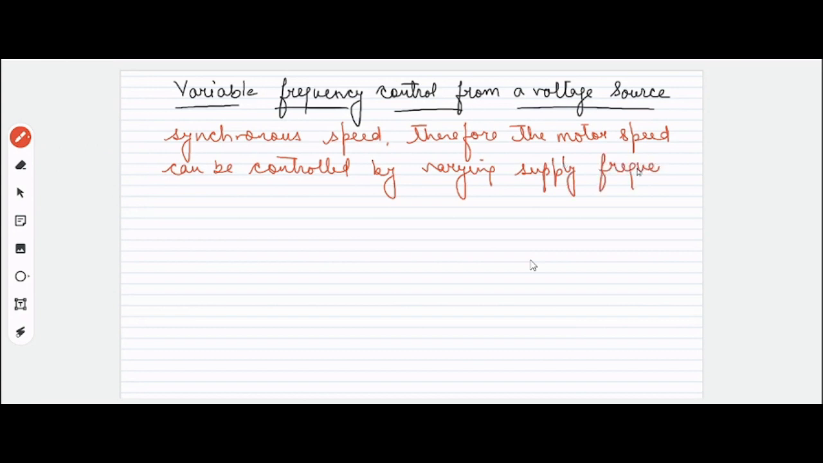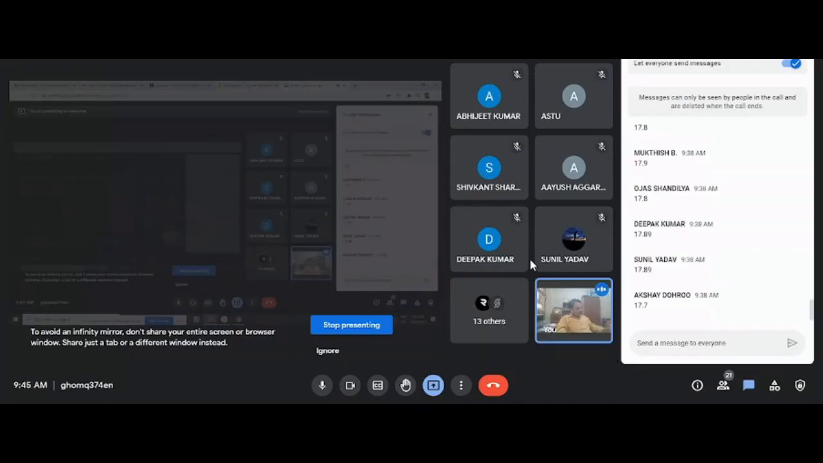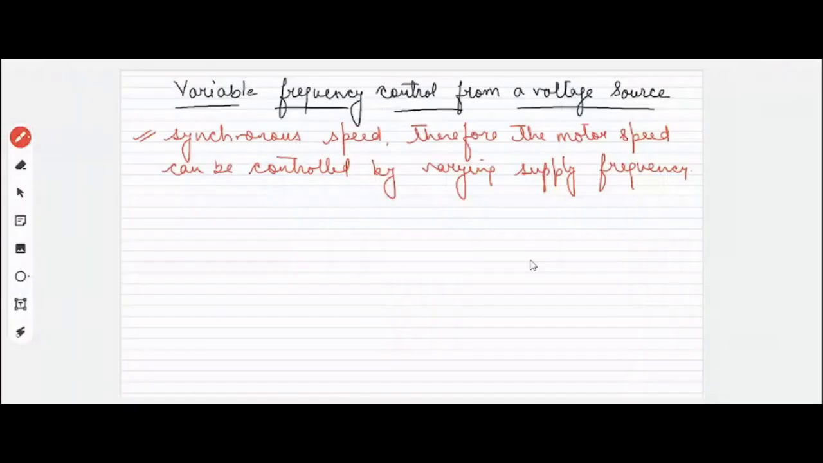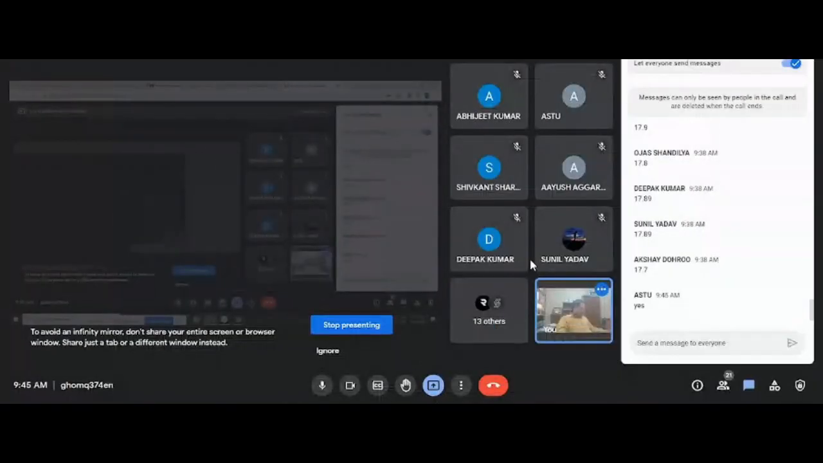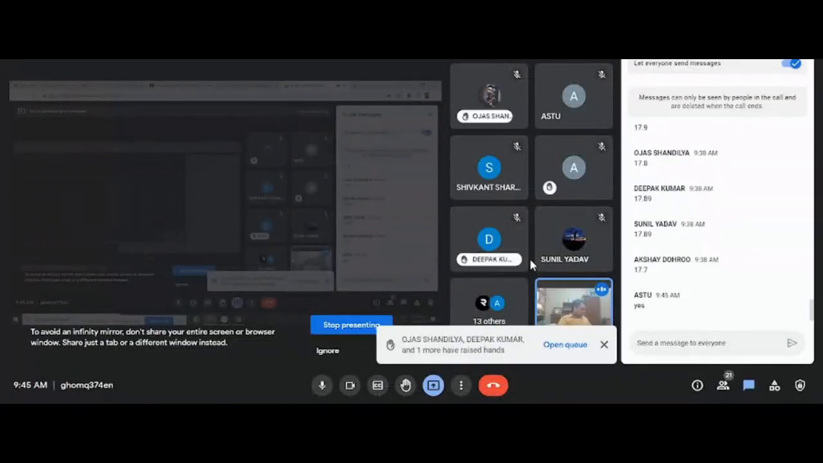I guess you all will agree to this statement, right? Say yes or no. Yes, sir. How many of you agree to this statement? Raise your hands, please. That we can vary the synchronous speed by varying the supply frequency. How many of you agree to this? Only a few people? Again, that means you are not listening to me.